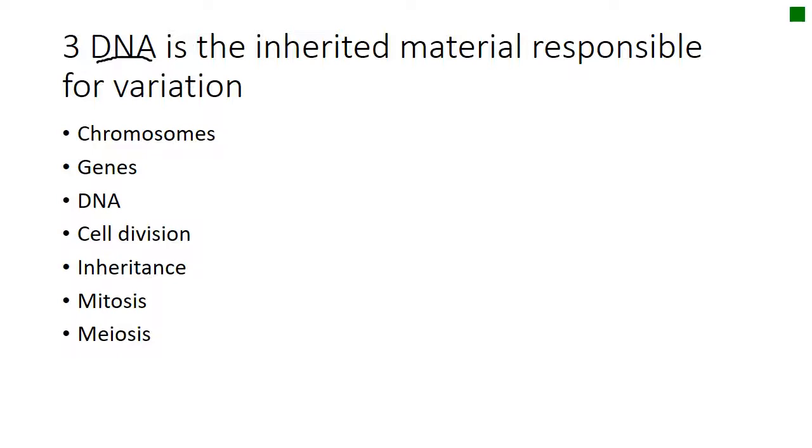Section 3.2 is very important. It talks about mitosis and meiosis, and a lot of you got confused by that during the test. Mitosis is just straight up cell division.